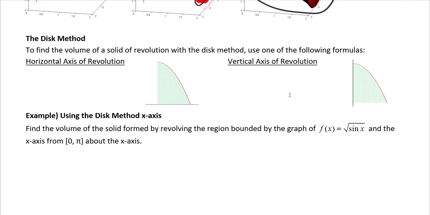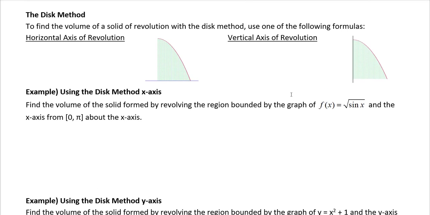Anyway, with the disk method there are two different ways you can do this: horizontal and vertical. We talked about this in the last section with horizontal rectangles or vertical rectangles. It's very similar to what we did there. For the horizontal axis, the volume is equal to pi times the integral from a to b of r squared dx. We're going to fill in the r to be some x's.